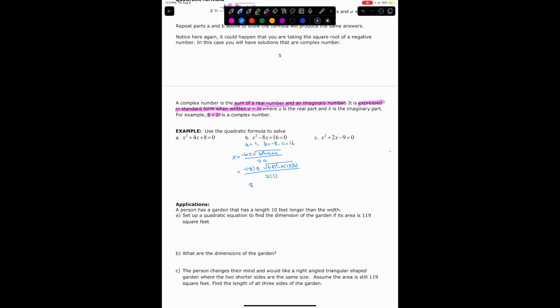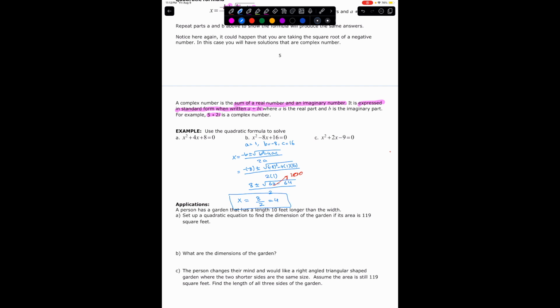Negative 8 is positive 8 plus or minus the square root of 64 minus 16 times 4 is 64. Everything is divided by 2. So 64 minus 64 is 0. Square root of 0 is 0. So this amount is going to be 0. And then I will have the solution as 8 divided by 2, which is equal to 4. So the answer is x equals 4.